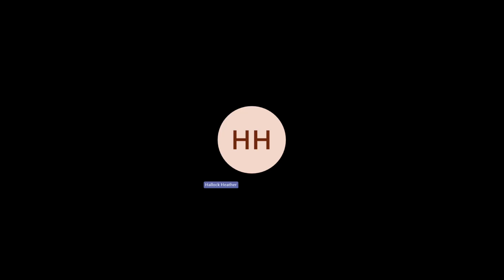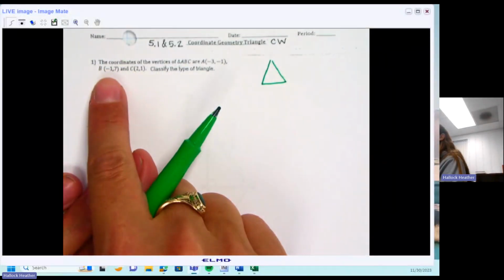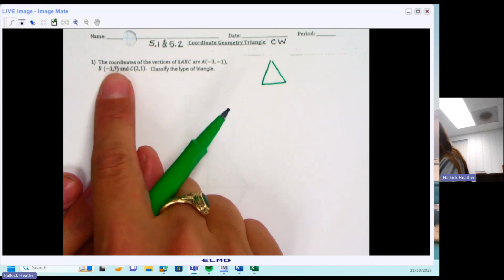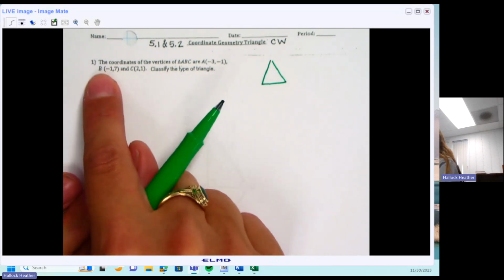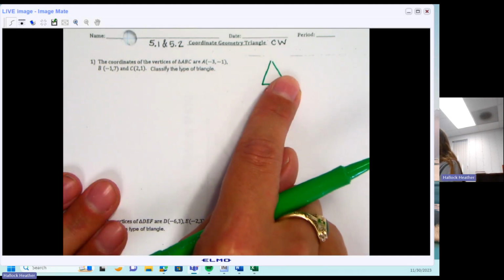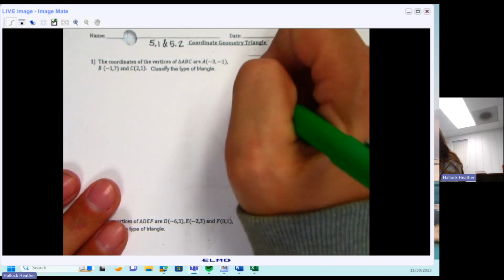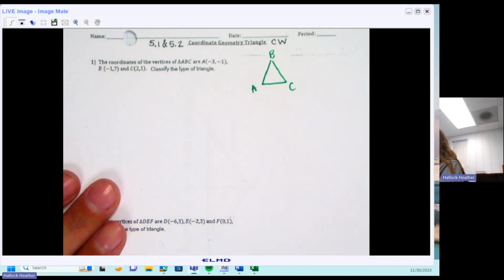Triangle over here. It's just a little baby triangle. Because it says the coordinates of the vertices of triangle ABC are A (-3, -1), B (-1, 7), and C (2, 1). We're just going to draw a little baby triangle and put A, B, and C, because I think visually it helps you understand that you are working with a triangle.